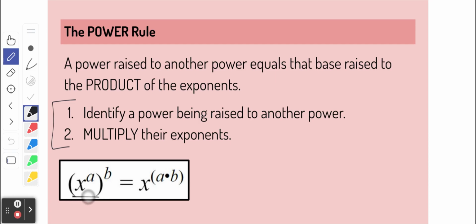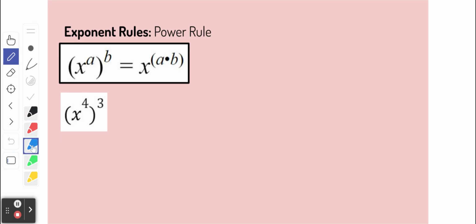So here I have x to the a, and then it's being raised to the exponent b. That equals x to the power of a times b. I'm multiplying those exponents. And we'll take a look at some practice.